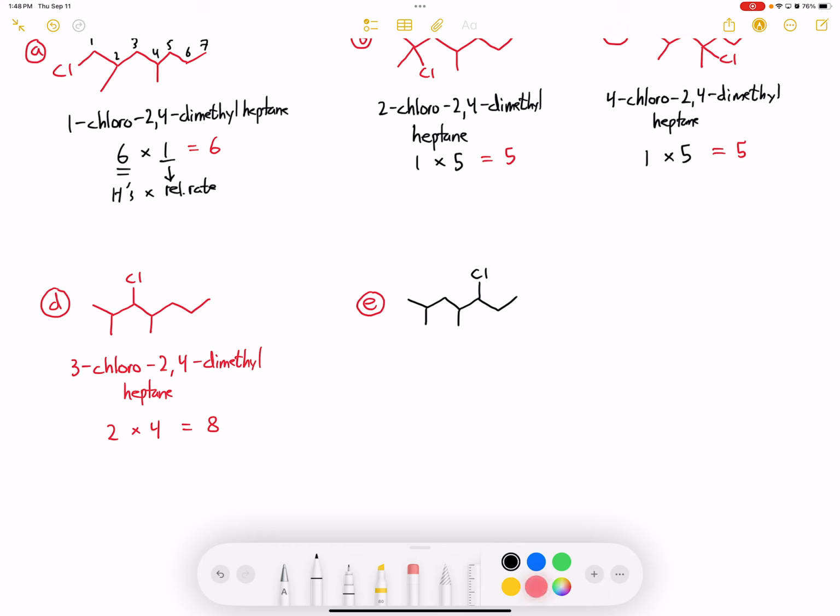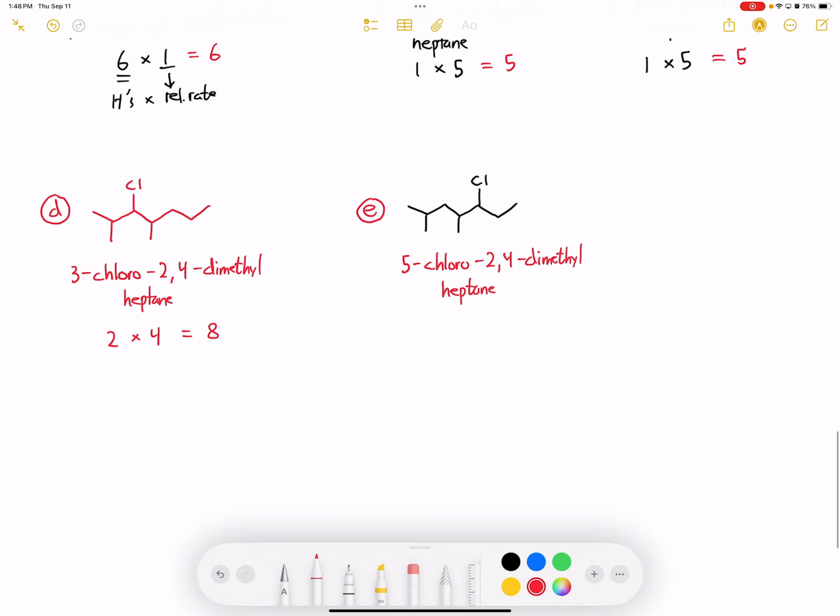So where is the chloro at this position? Yep, you're right, 5. 2,4-dimethyl heptane. And since this position is also a CH2 group, it's going to have the same relative reactivity here as D. So 2 times 4 is 8.